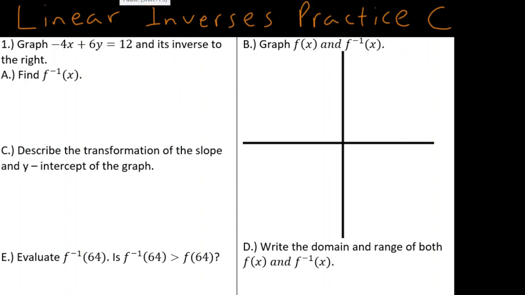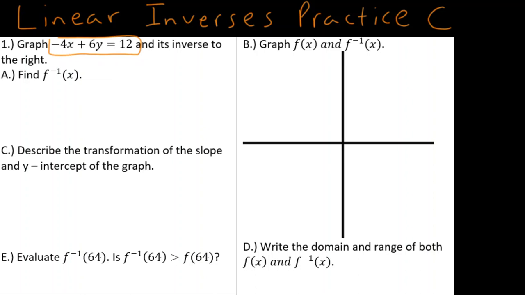Alright, and welcome to Linear Inverses Practice C. Now number 1 says graph negative 4x plus 6y equals 12 and its inverse to the right. So y'all get a little bit of a trickier one, that's why you only have to do one example. And so the initial problem with this is that we actually can't graph this as it is.